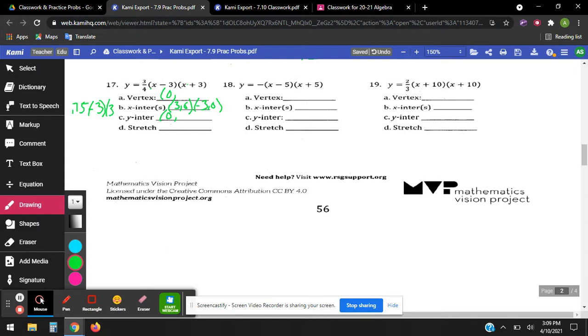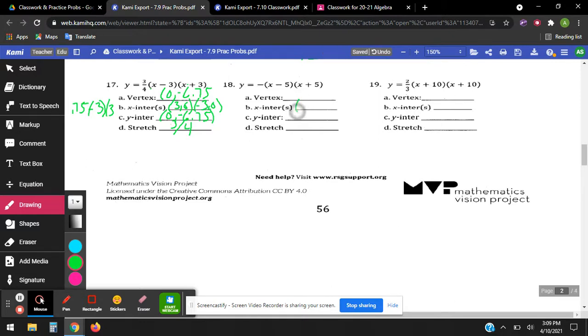we got 0.75 times 3 times -3, -6. Yeah, -6.75. -6.75, right? 3 and -3 and a positive. Okay, and the stretch is 3/4. All right, next.